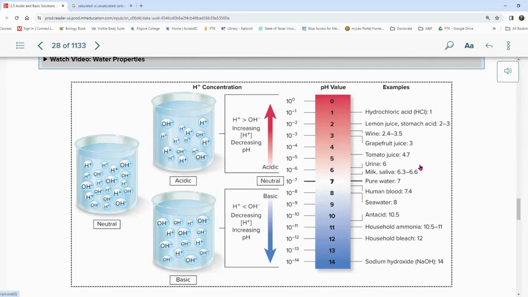So when I refer to pH, pH stands for potential of hydrogen. If you remember how we said that acids are proton donors, meaning they give off more protons or more hydrogens, this is what it's referring to. It's the potential of hydrogen. Essentially, it's looking at how much hydrogen is in that substance.